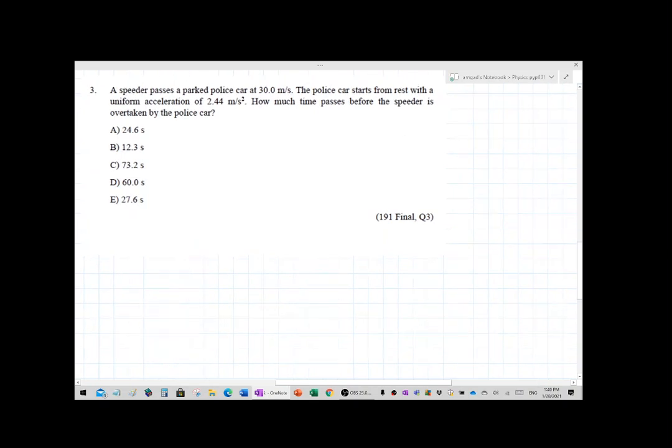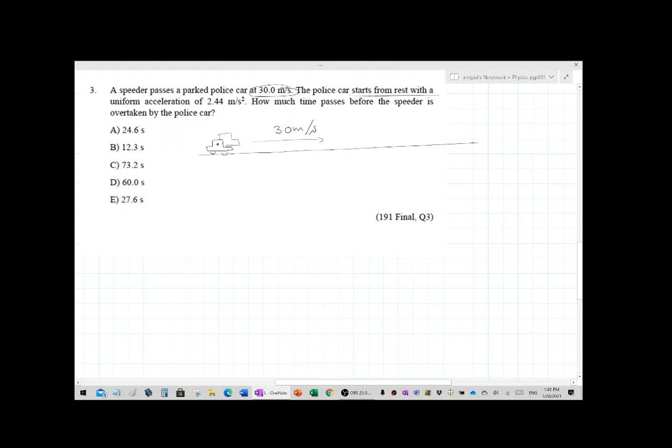A speeder passes a parked police car. There is a parked police car. Parked means it does not move. So he passes it and he moves, and his speed is 30 meters per second. The police car starts from rest.